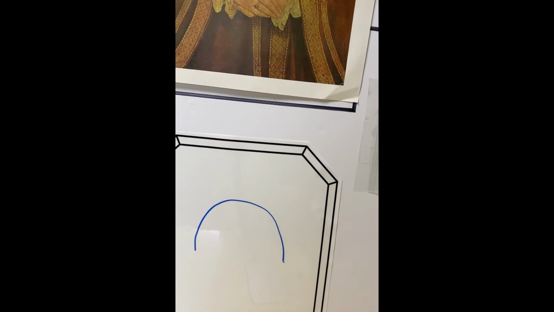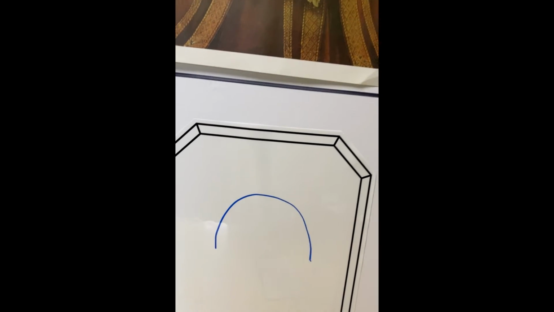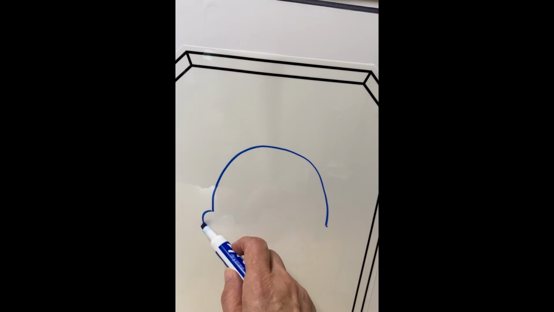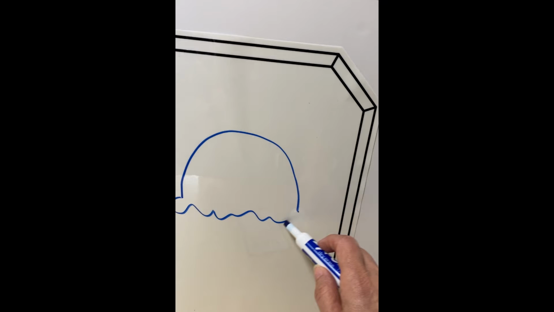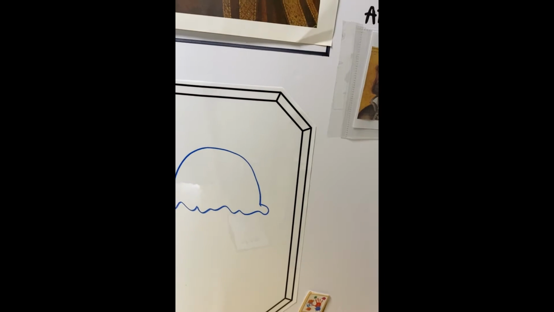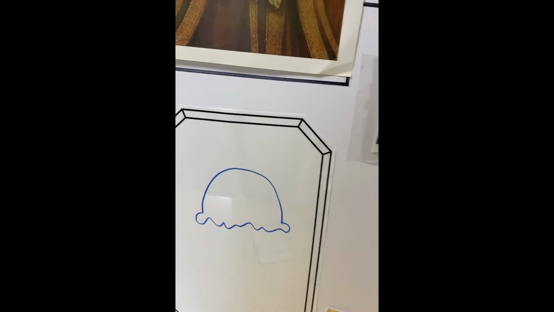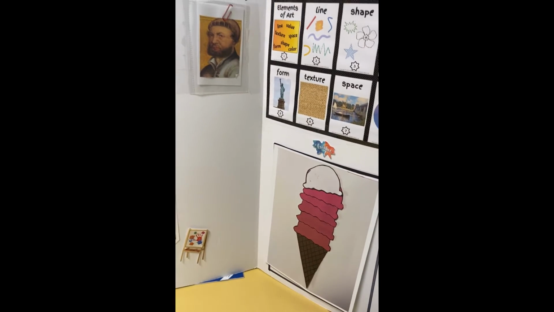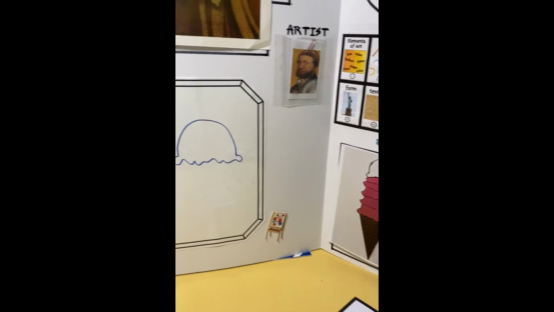The top of the ice cream cone is just a half circle that's upside down, if you want to call it that, and then you just do squigglies. All right, that is the beginning of our project. Now let's go over to the counter and we will finish it.